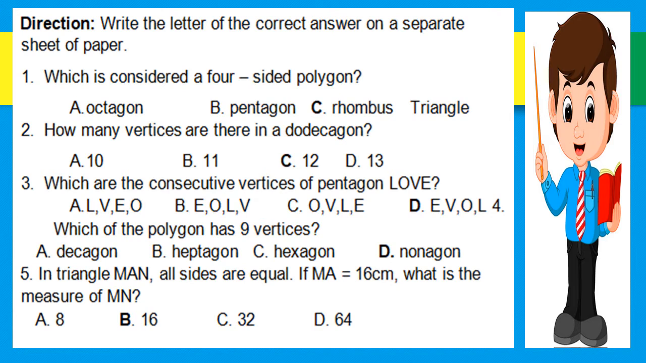Number 4. Which of the polygons has 9 vertices? When we say 9 vertices, that means 9 sides, that is nonagon. Because decagon has 10 sides, heptagon has 7 sides, hexagon has 6 sides. Last number, in a triangle MAN, all sides are equal. If MA is equal to 16 cm, what is the measure of MN? A. 8, B. 16, C. 32, D. 64. The answer is letter B. Since in the given triangle all sides are equal, their sides are the same.